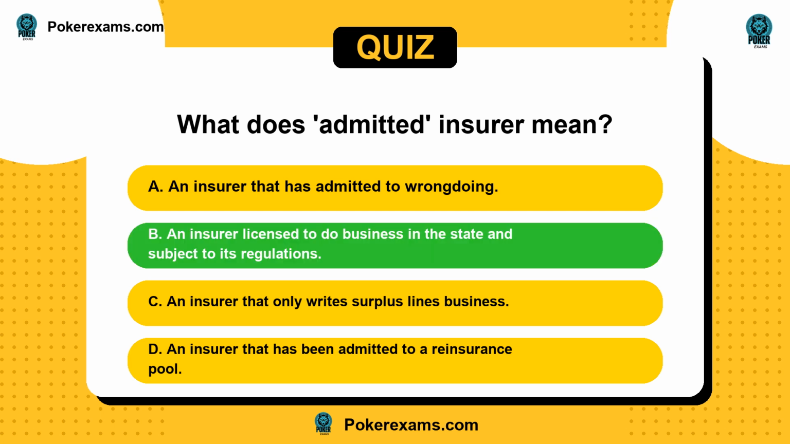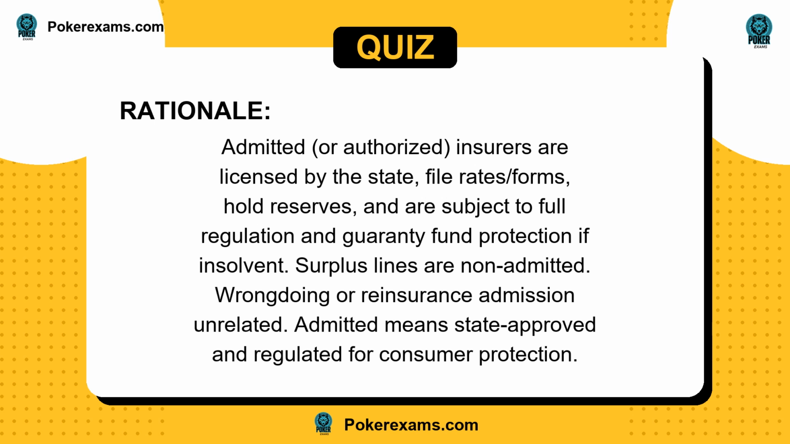The answer is B. Admitted, or authorized, insurers are licensed by the state, file rates/forms, hold reserves, and are subject to full regulation and guarantee fund protection if insolvent. Surplus lines are non-admitted. Wrongdoing or reinsurance admission unrelated. Admitted means state-approved and regulated for consumer protection.